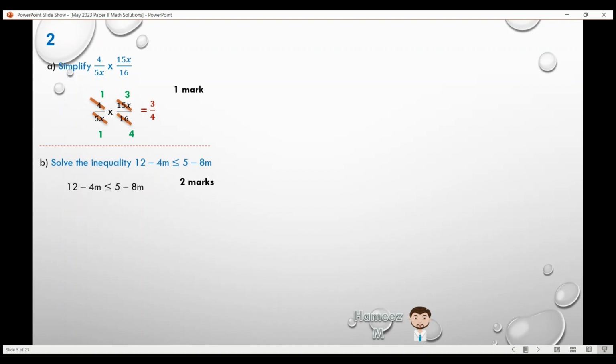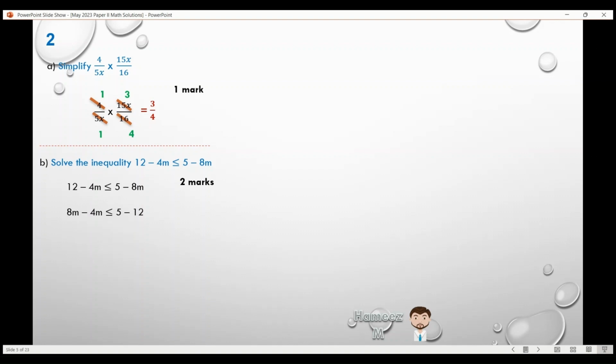So if we rewrite that, what can we do? We can make all the m's on one side and all the numbers on the other side. So if I have minus 8m on the right hand side, I can add 8m to both sides. So that means I'll have 8m minus 4m on the left, and 8m minus m will cancel off on the right. And if I have plus 12 on the left side, I can minus 12 from both sides.